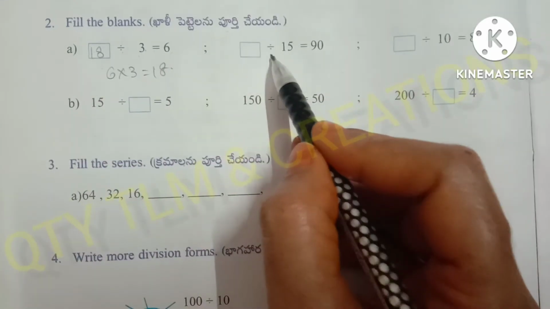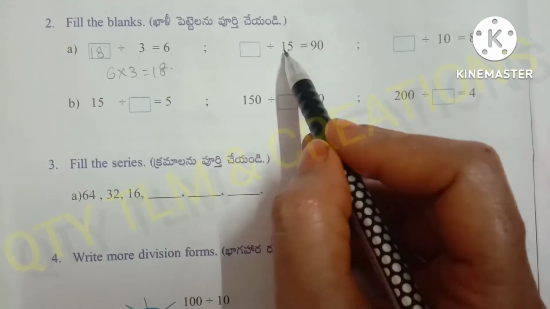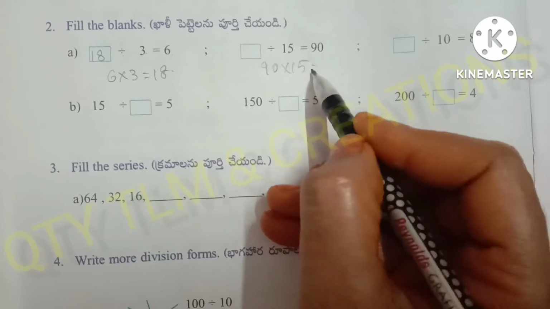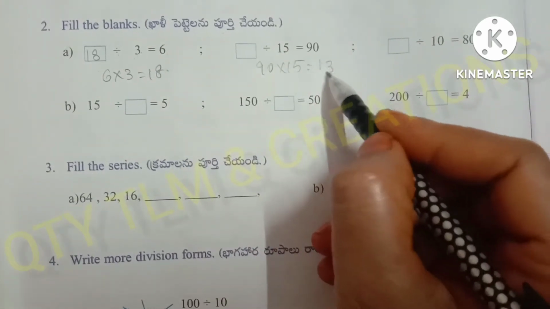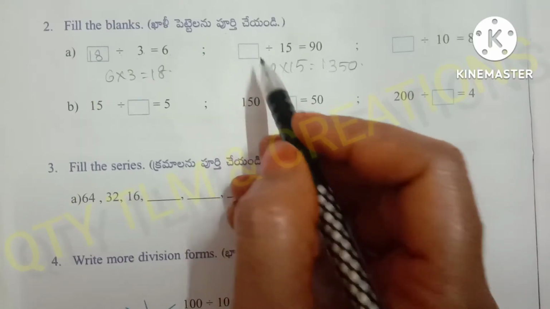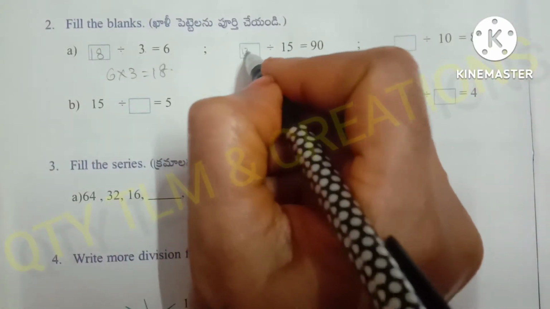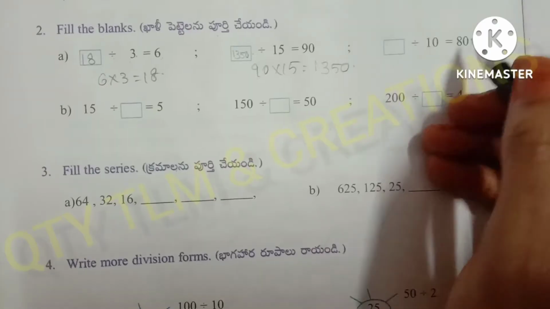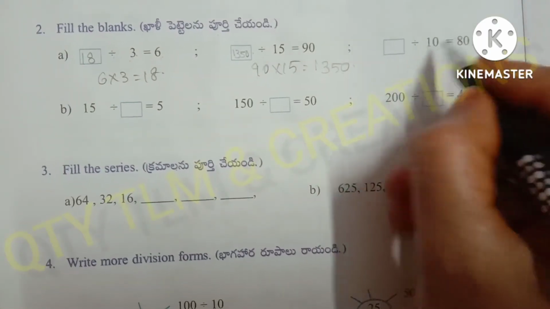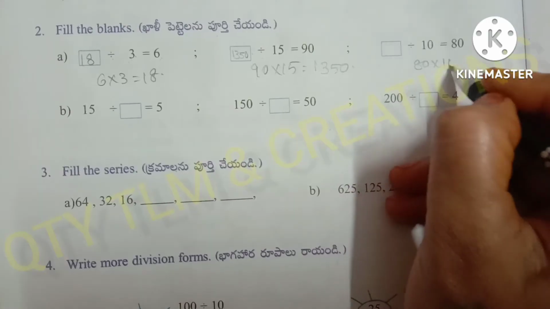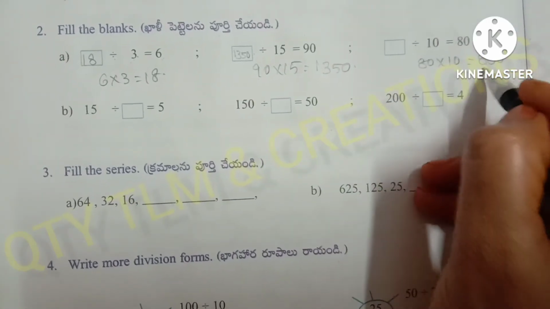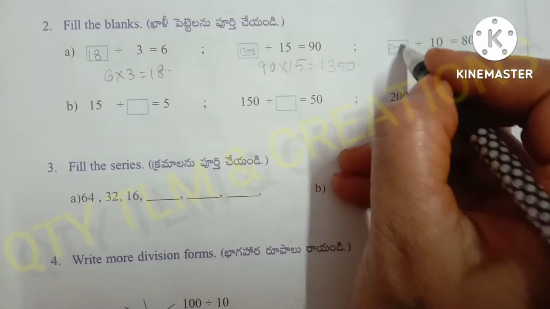Next, dash divided by 15 equals 90. Here also 90 into 15 we get 1350. So here we have to write 1350. Next, dash divided by 10 equals 80. So 80 into 10 equals 800. So we have to write 800 here.